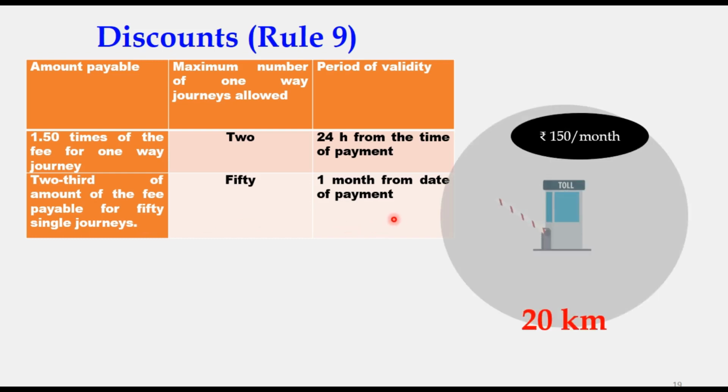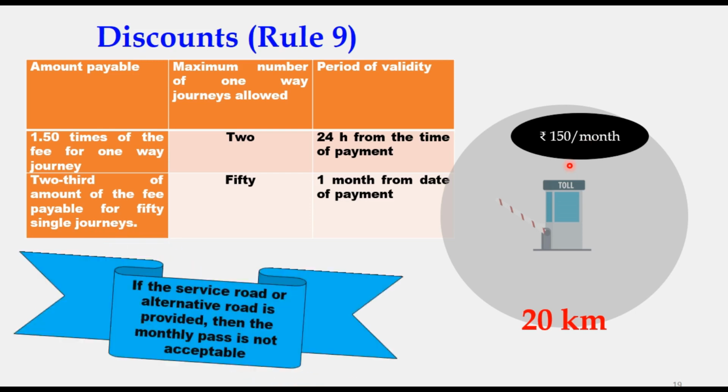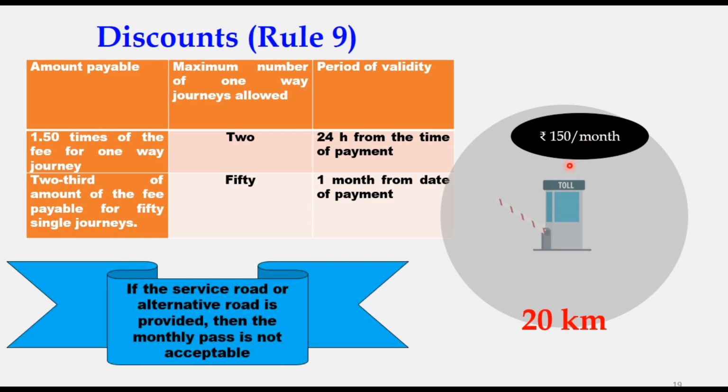For a person living within 20 km of the toll plaza, the amount of rupees 150 per month is payable as a monthly pass for a non-commercial vehicle. And if a service road or alternate road is provided, then the monthly pass is not acceptable and the person has to compulsorily use them. Further, no pass is issued to a person residing within 20 km but not passing the toll plaza.